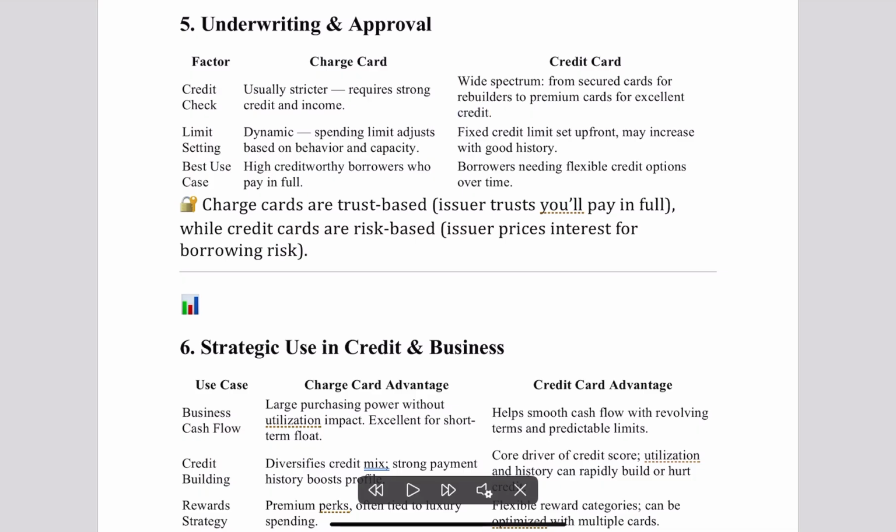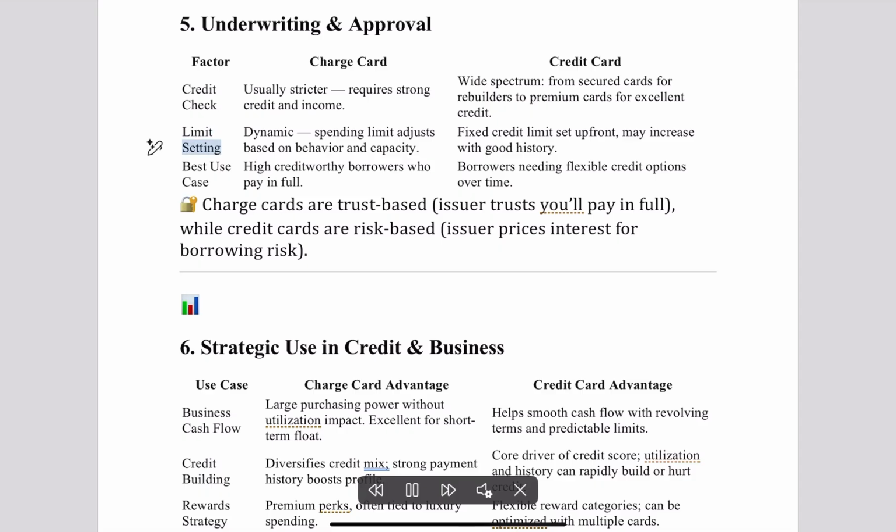Charge cards, like they say, are usually stricter. You've got to really be on top of your game for charge cards. Credit cards have different tiers, what's called tiers for credit cards. And as you guys stick with me, I'll be teaching you about all those types of things. But credit cards have what's called tiers.